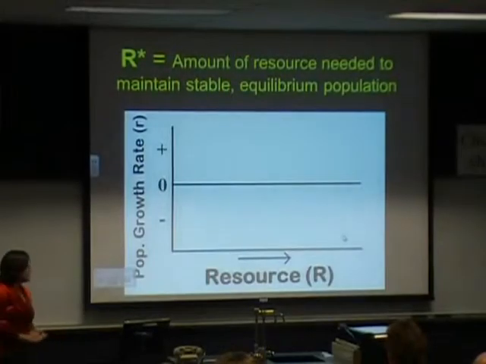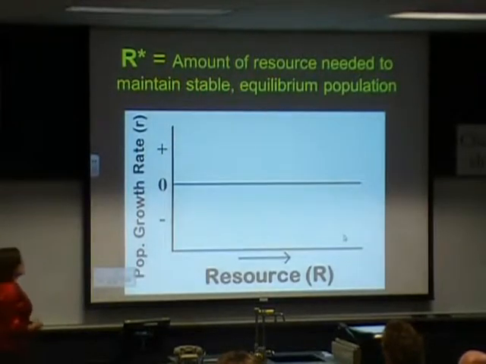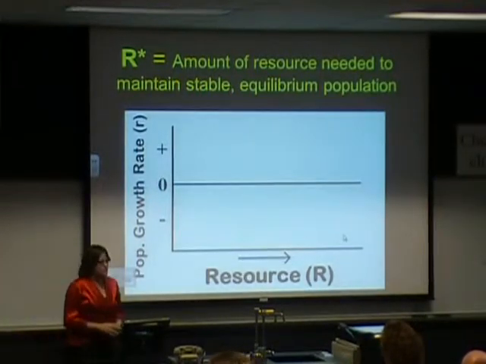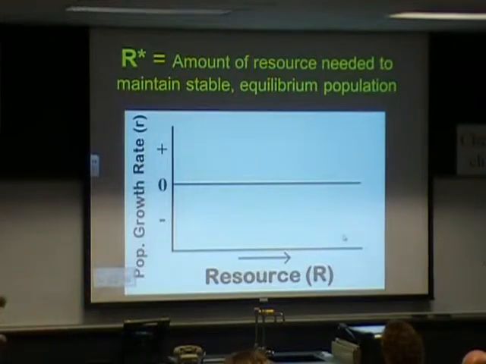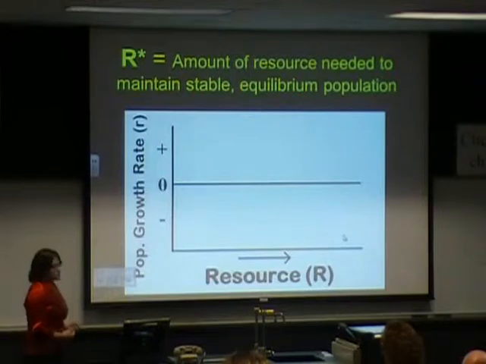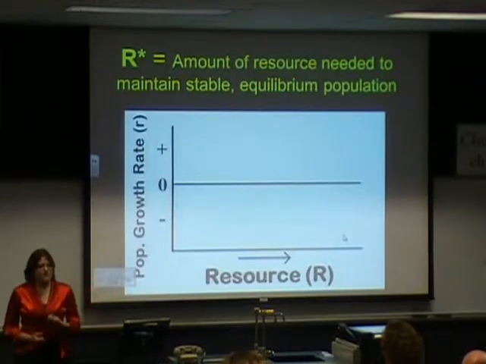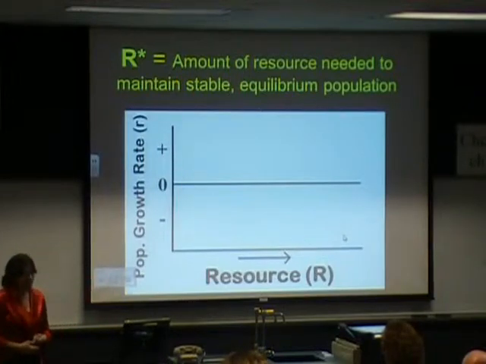So fortunately, there is theoretically another method out there, and it relates to resource competition theory, and it's a value that's known as R star. So R star is the amount of resource that any species needs in order to maintain a stable equilibrium population.